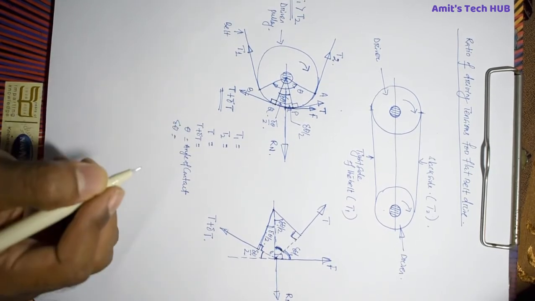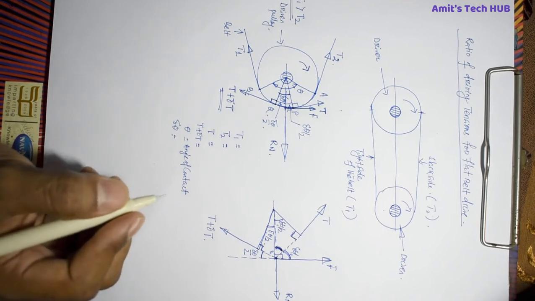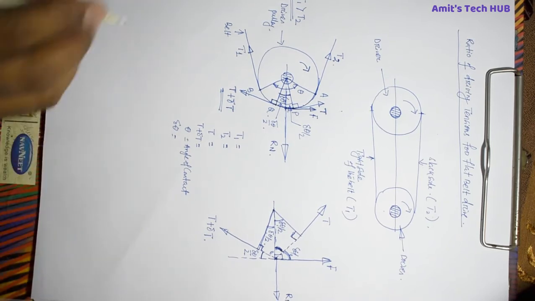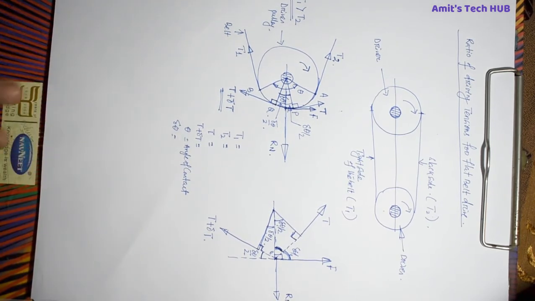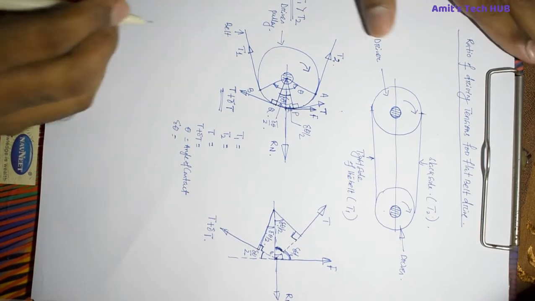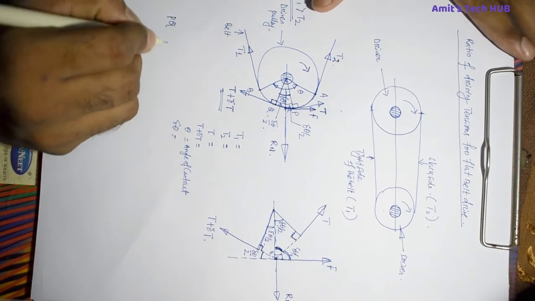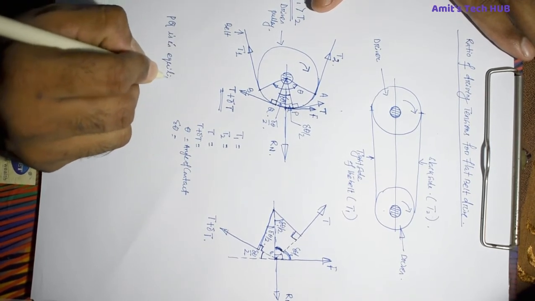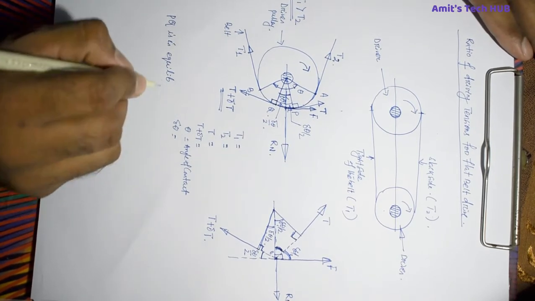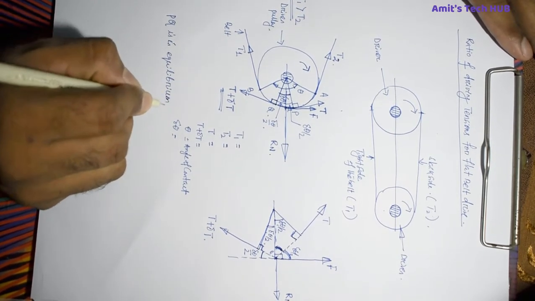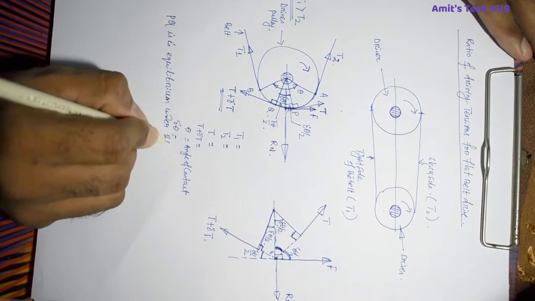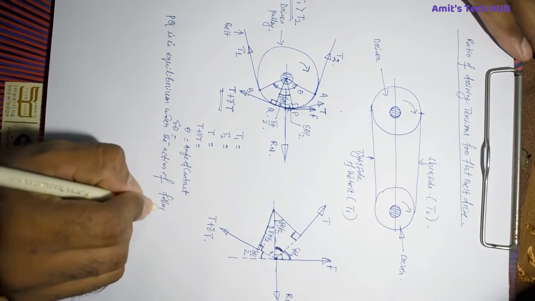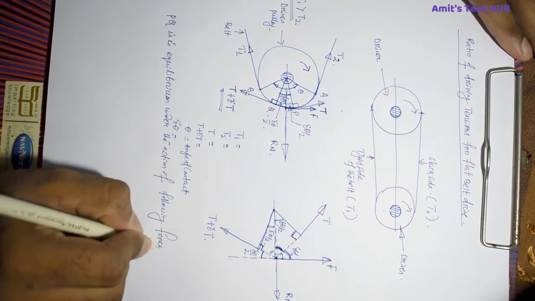Del theta, that is the angle of contact for the small portion of the belt. Okay, now a little consideration will show that this PQ is in equilibrium. It is in equilibrium under the action of the following forces. So what are the forces acting here?